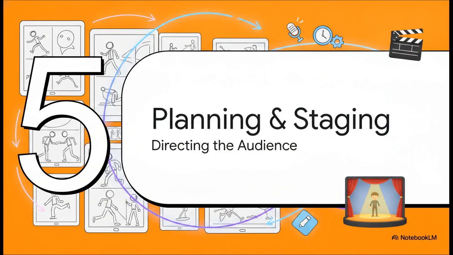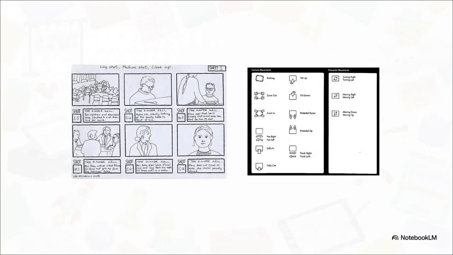Section 5, planning and staging, directing the audience. You have your legal rights locked down, you know your movement principles, and you've got your software techniques dialed in. But now you need to know how to put it all together into a coherent scene. Staging is literally the art of directing the audience's attention to exactly where it needs to be at the exact right moment. The golden rule here, only one idea should be seen by the audience at a time.